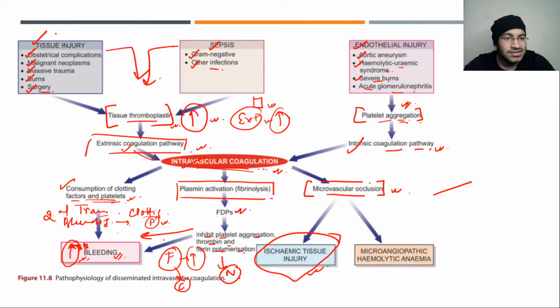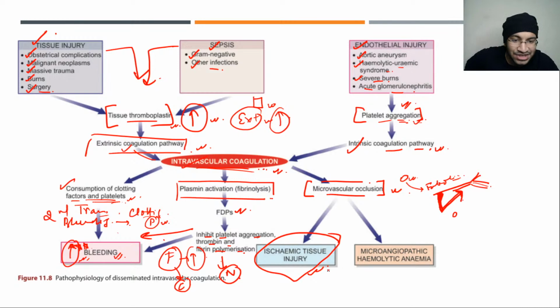right? So because there are many capillaries, many capillaries whose lumen is very small. So because of this platelet aggregation or because of the thrombus, if this thrombus breaks down and an emboli forms, then this emboli can occlude this thin lumen capillary, and thus it will cause an ischemic tissue injury, right? I hope it's clear.